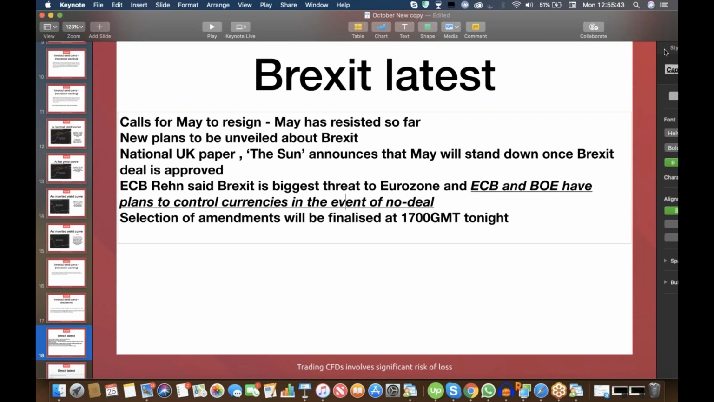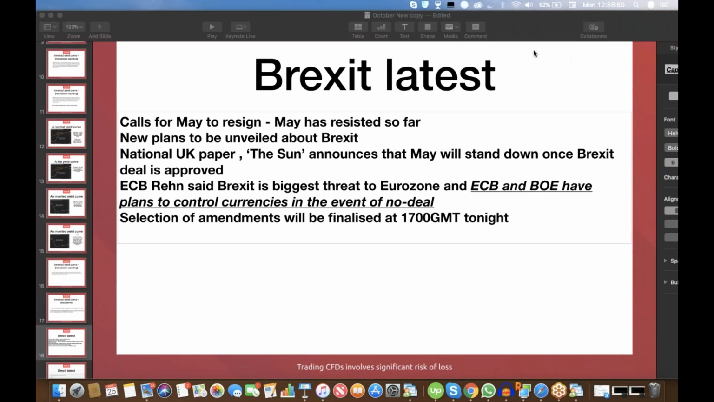Be aware of this. If there's a no deal, the ECB, the European Central Bank, and the Bank of England have plans. So just be aware of that. Store that in the back of your mind. There is a plan. If there is a no-deal Brexit, that's going to affect the euro. It's going to affect the pound. You've been warned about it, so be aware of that.